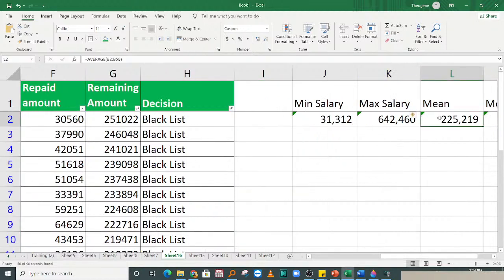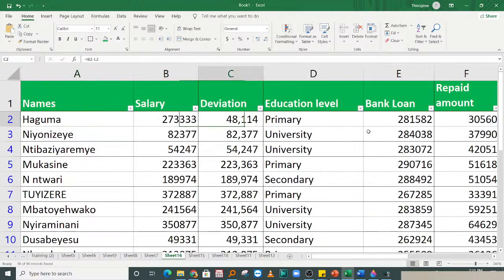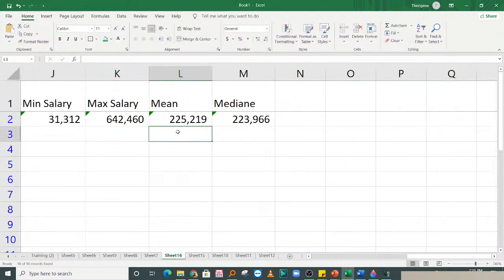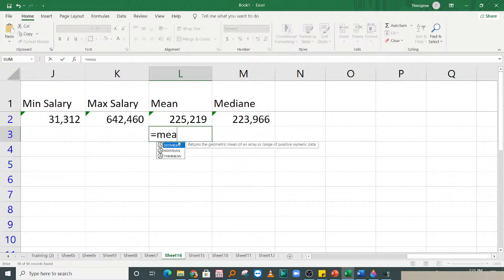Let's have, for example, the salary. I see the deviation of each point from the mean. This is the distribution of this. Let us see if we can have a geometric mean to support. Let me see.